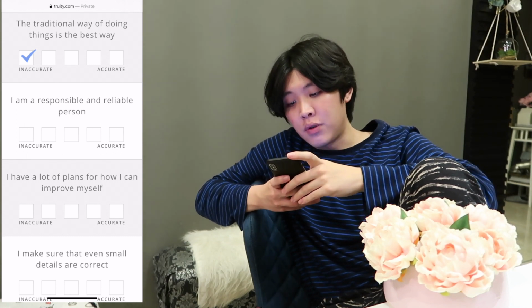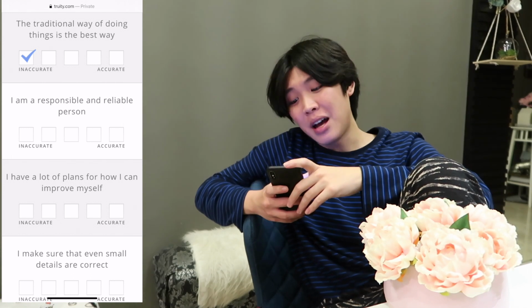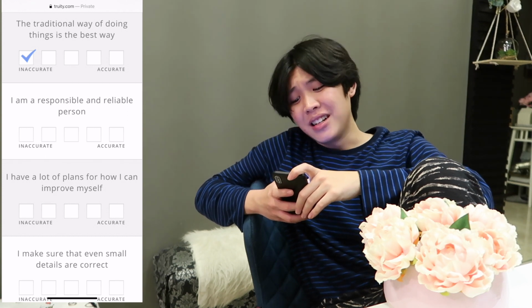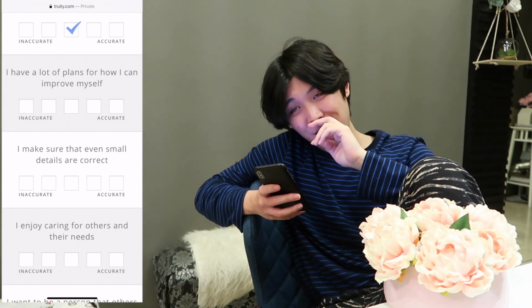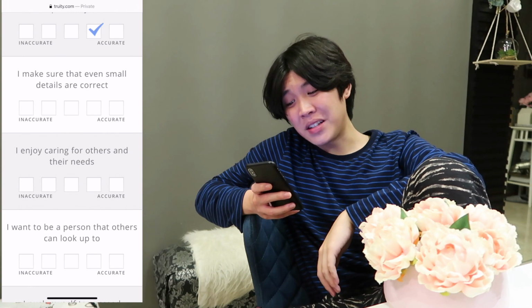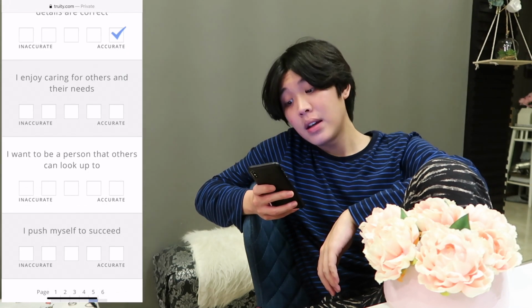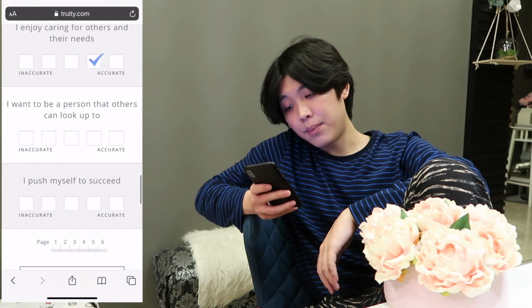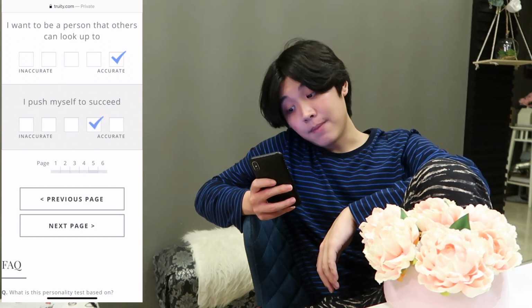I'm a responsible and reliable person. I'm pretty reliable but not really responsible, so neutral. I have a lot of plans for how I can improve myself. Pretty much. I make sure that even small details are correct, 150%. I enjoy caring for others and their needs. Yep, pretty much. I want to be a person that others can look up to. Yep. I push myself to succeed a little bit.